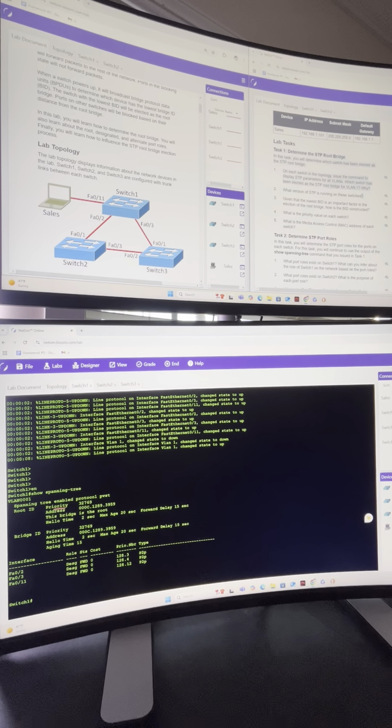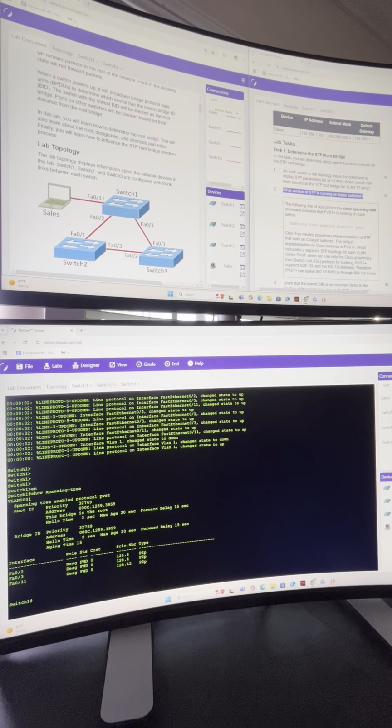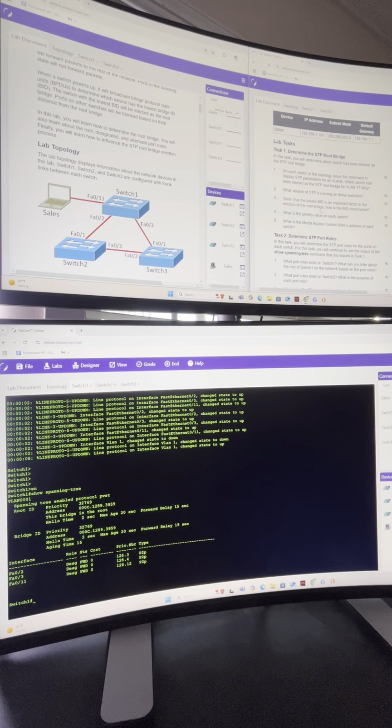So right here it says, what version of STP is running on these switches? Well, if we take a look, we can see that it is running spanning tree PVST plus, all right? So we can see that we're running PVST, all right? Let's see what Boson is going to say. Yeah, we're running PVST plus. Yep.